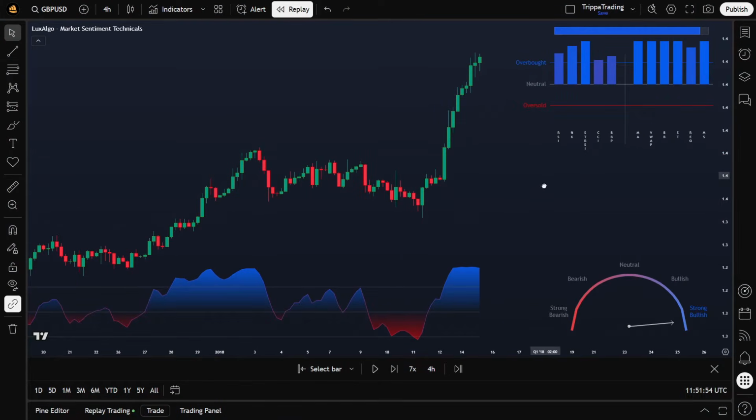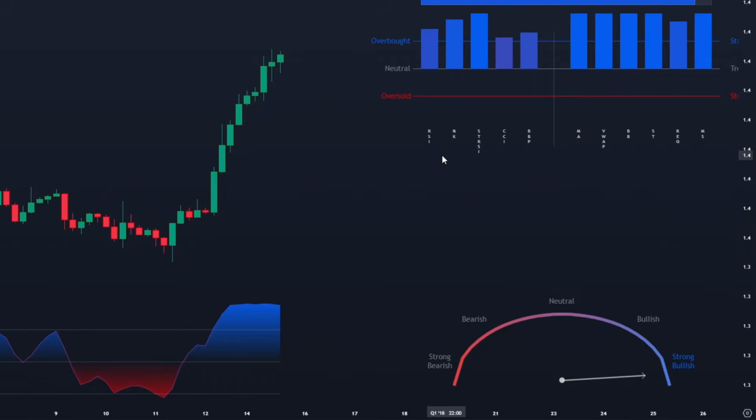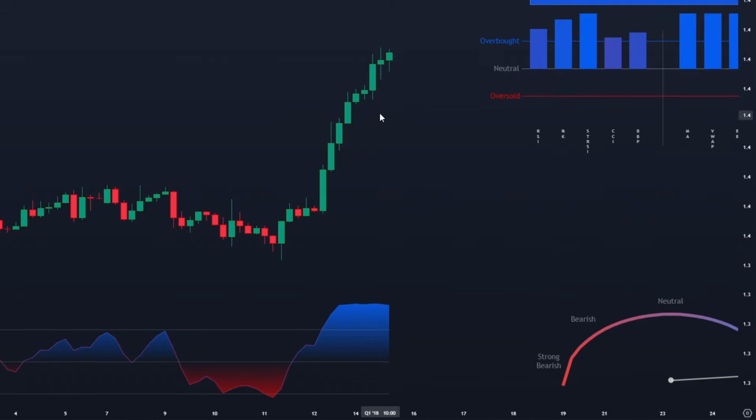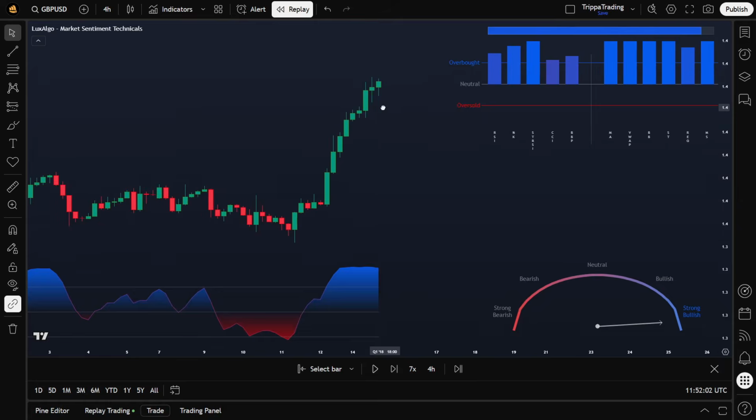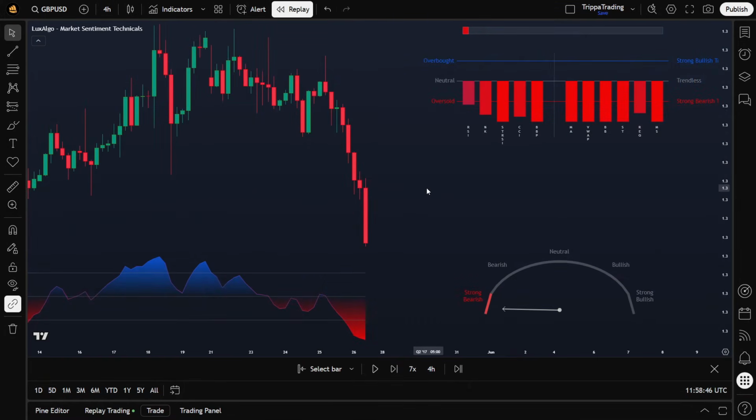For example, when RSI and stochastic are both near the top and the bars turn bright, it signals strong momentum to the upside, but it can also warn you that the market might be reaching exhaustion soon. When multiple momentum bars are near the lower side, it means short-term sellers are dominant or the price is oversold.